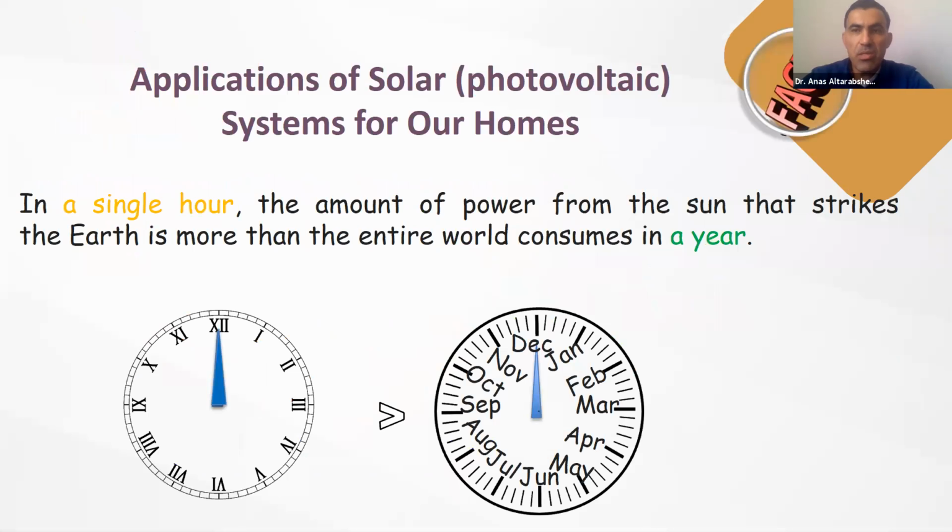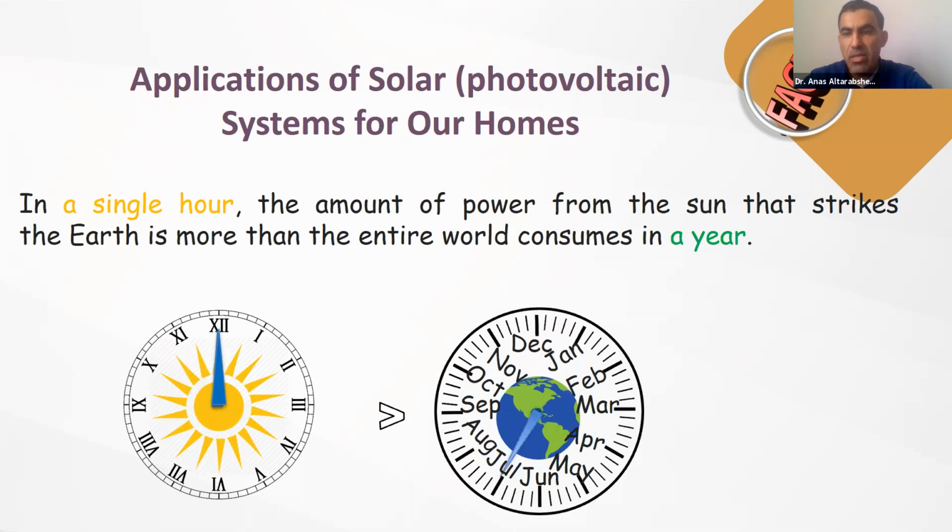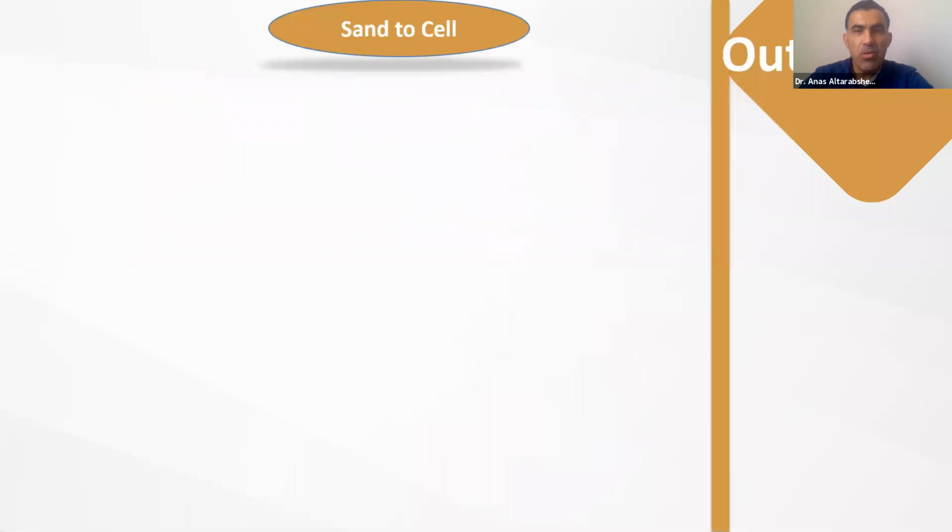Now we start today with a good fact: in 1 hour, the amount of power from the sun that strikes the earth is more than the entire world consumes in a year. The idea behind that is that photovoltaic has a good potential, and it can cover all the needs of the whole world. Good. Now the webinar starts with the fabrication of the solar cells.